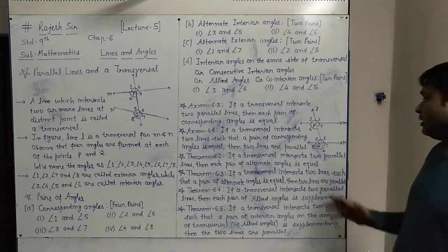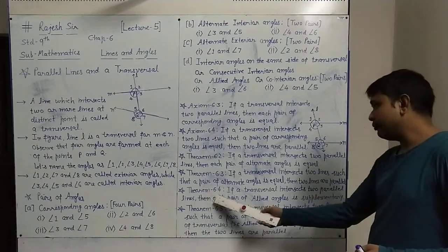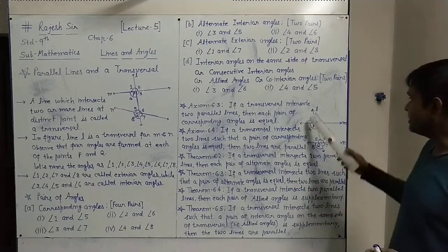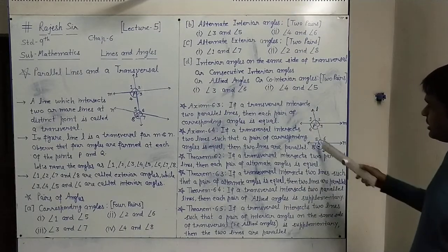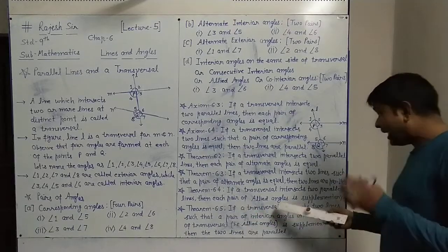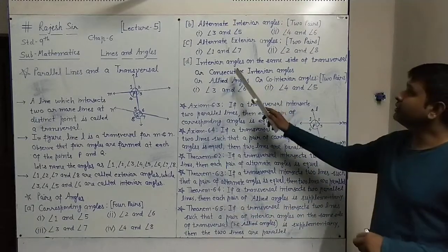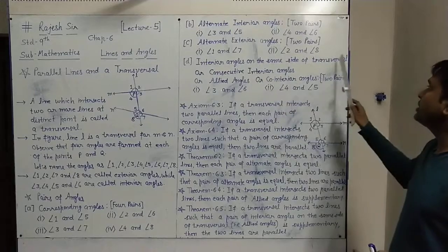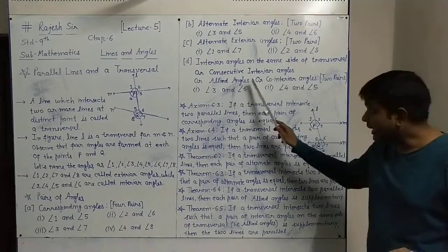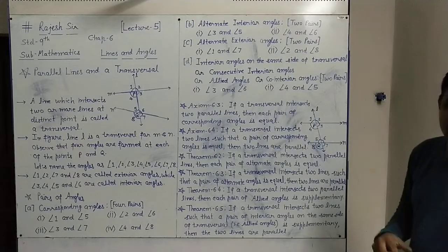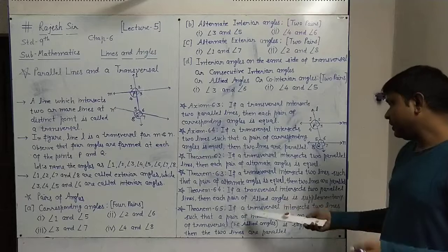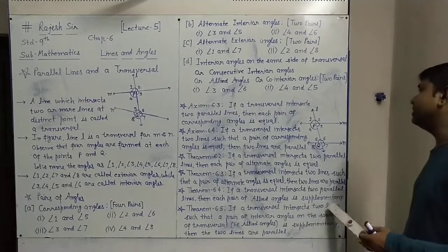Okay. Next, see, theorem 6.4 is: if a transversal L intersects two parallel lines M and N, then each pair of allied angles is supplementary. What is an allied angle? It is the interior angles on the same side of the transversal, also called consecutive interior angles or co-interior angles. Any one name we can use to indicate this.